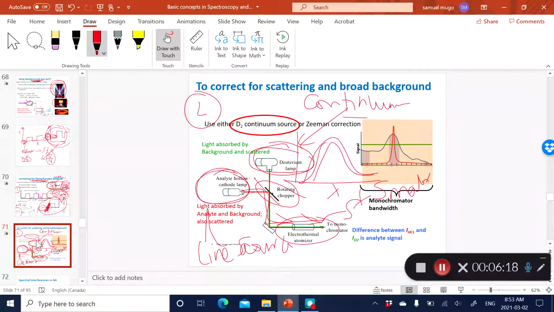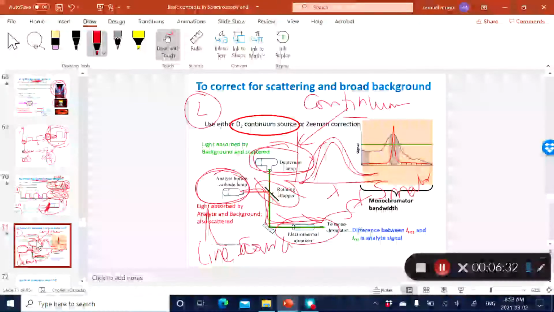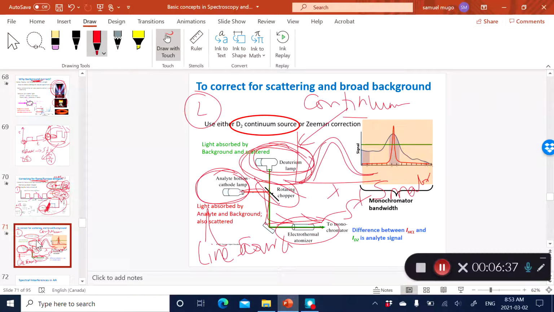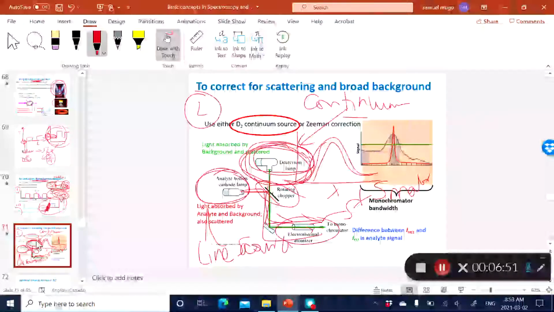In that case, because it's a continuum, you're going to be detecting largely the matrix effects. Because remember, the analyte is only responsive in a very, very narrow wavelength range, meaning its absorption is almost negligible if you've got a continuum light source. So with a continuum light source, when it is on, you'll be detecting really the matrix rather than the analyte. And so if you subtract the two, then you're going to get your analyte signal.